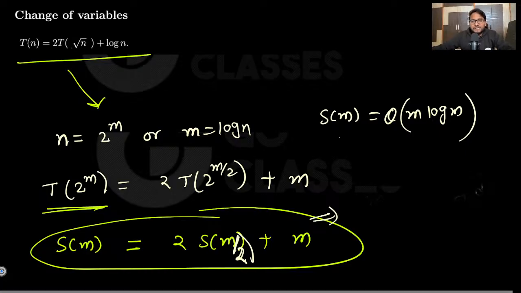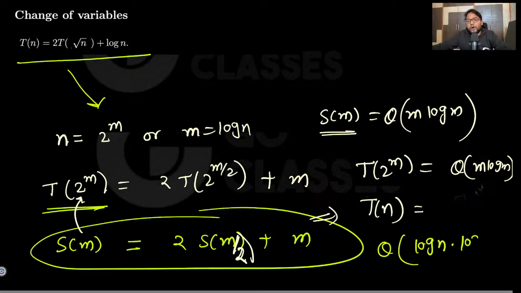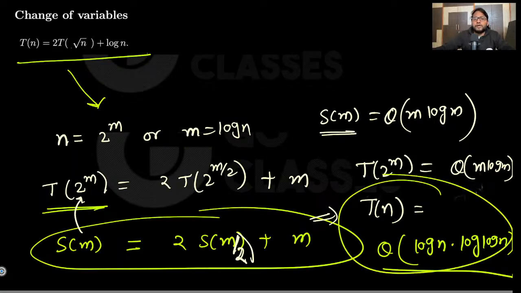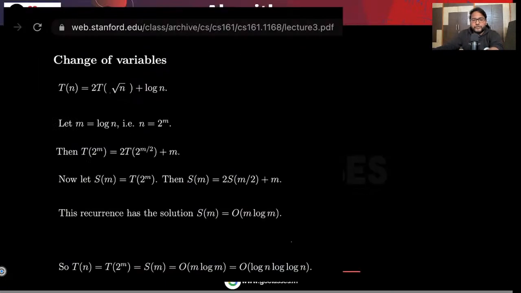What is this S of m? S of m is T of 2 power m, which is theta of m log m. But I want it in terms of n. So this is also T of n, and m is log n. So see here, this is interesting. This is theta of m, which is log n, and log of log n again. So log n into log of log n is the answer. Very neatly we have solved it. Final answer is theta of log n into log of log n.